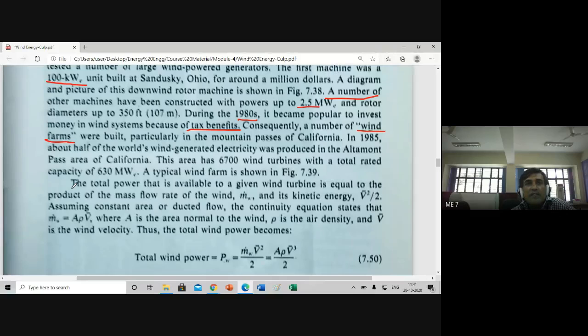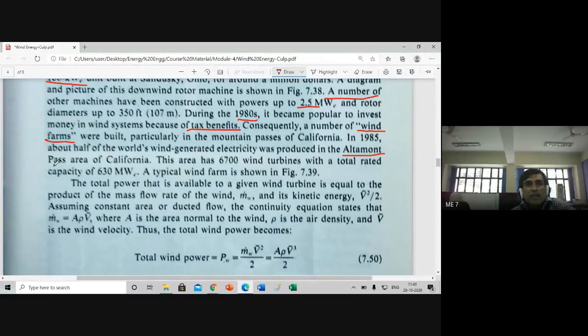In 1985, about half of the world's wind-generated electricity was produced in the Altamont Pass area of California. This area has 6,700 wind turbines with a total rated capacity of 630 megawatt. A typical wind farm is shown in the figure. I am going to show you a typical wind farm now.